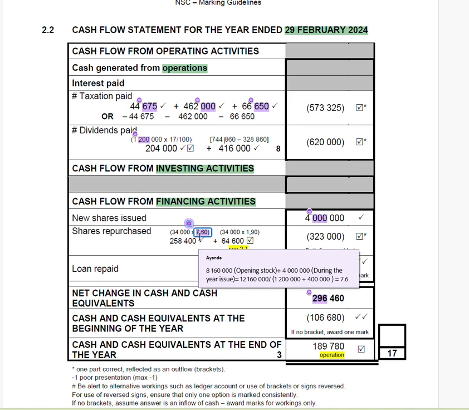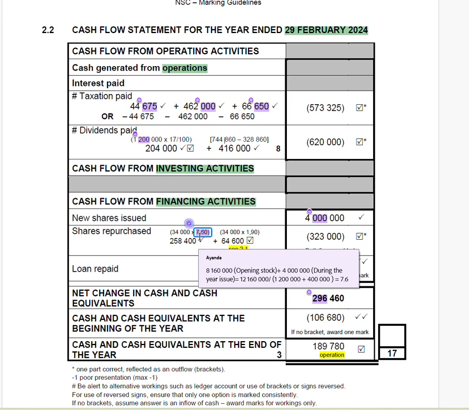We are told that the opening shares that the company opened with at the beginning of the year, which was 1 March 2023, they opened with a total share amount or share value of 8,160,000. So that was the opening shares.